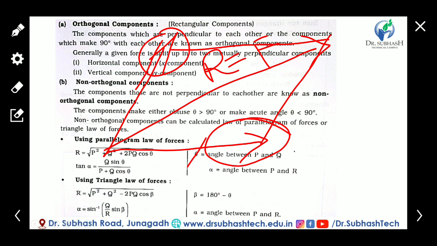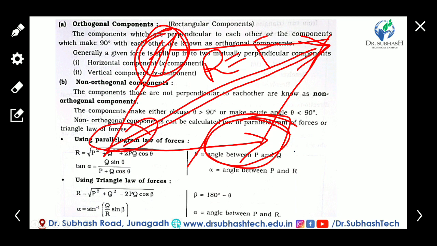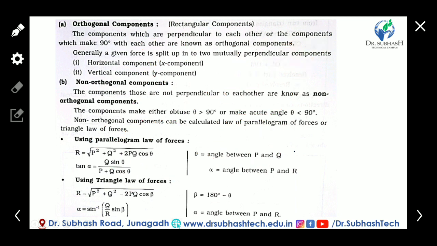Here we consider the resolution of forces, where the force is resolved into two components, but non-orthogonal components, with the help of the parallelogram and triangle law of forces. So with the triangle law of forces and the parallelogram law of forces, we can get non-orthogonal components.